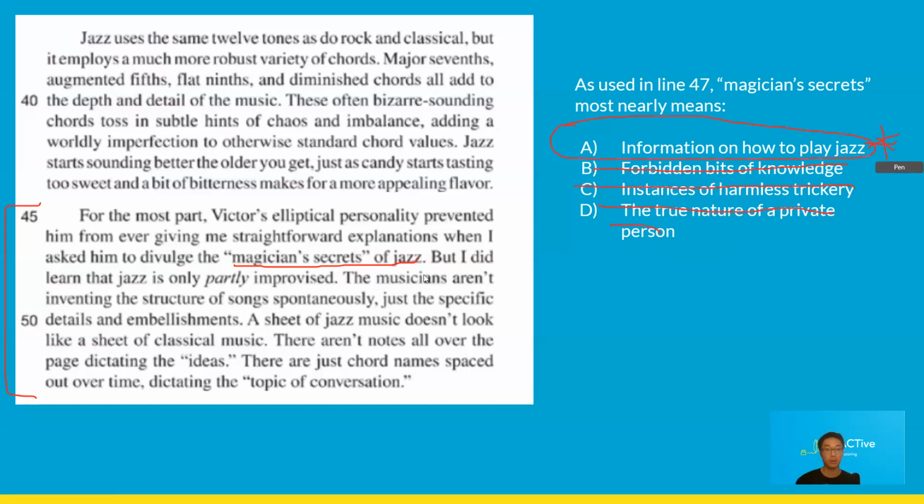And when we plug that back in and read over it again, we see that this answer makes the most sense. He's trying to learn the secrets or the information on how to play jazz music, but he learns that jazz is a combination of improvisation and basic chord song structures. All right, let's try another one.